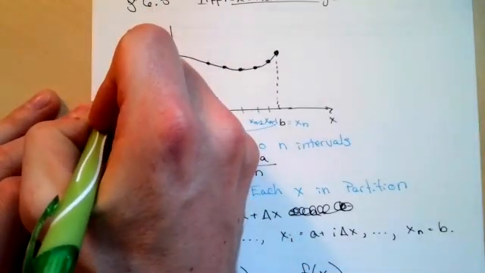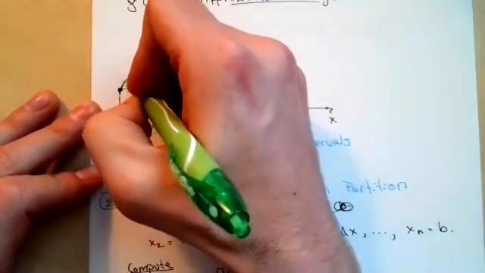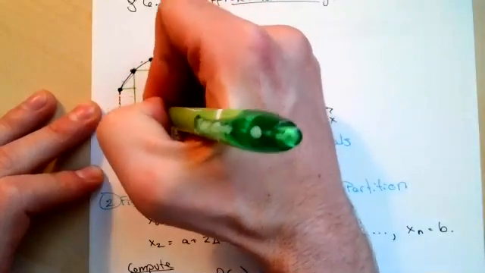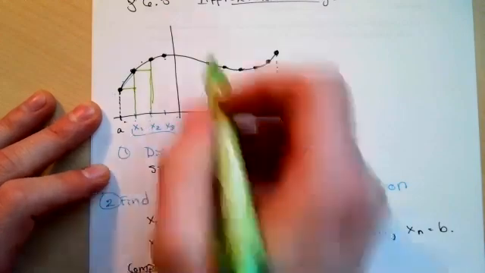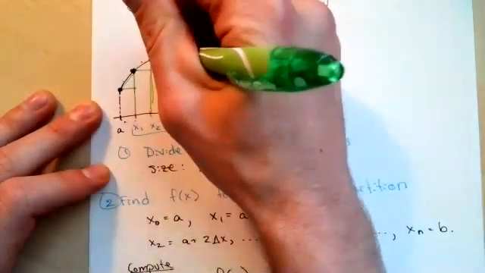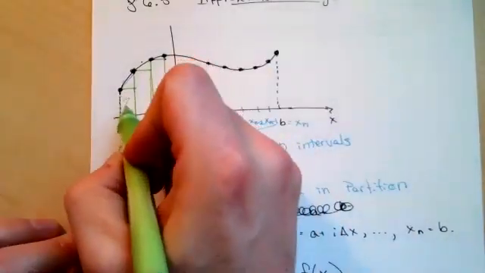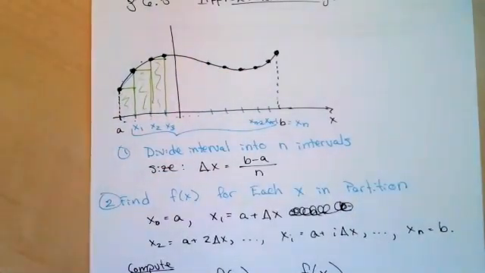So our left-hand rule, we are using the left hand as our height. So the first dot is going to be our height. We're drawing a box, and we draw a box over to the next partition. So you can see how each of these boxes are touching the left. We would then compute the areas of each box, add them all up, and that gives us an approximation to the integral.